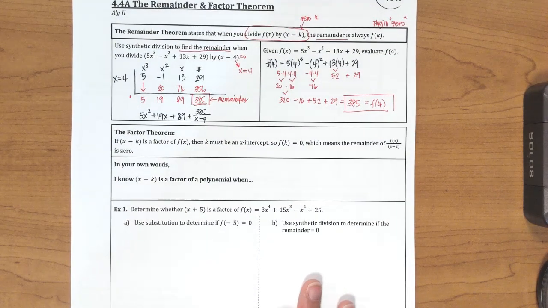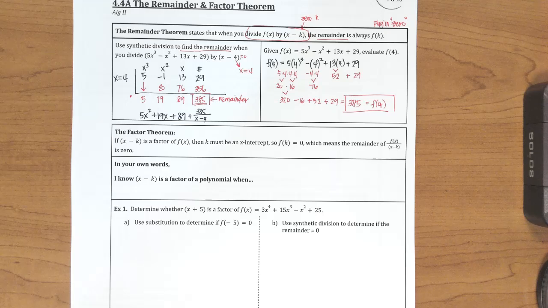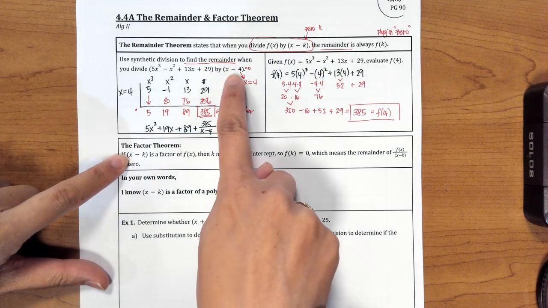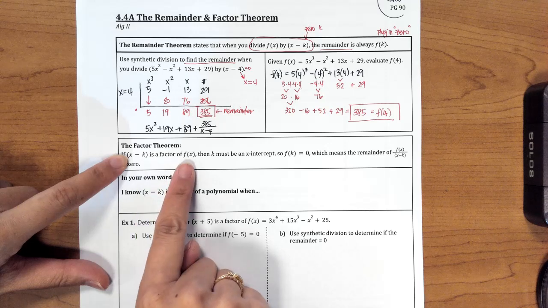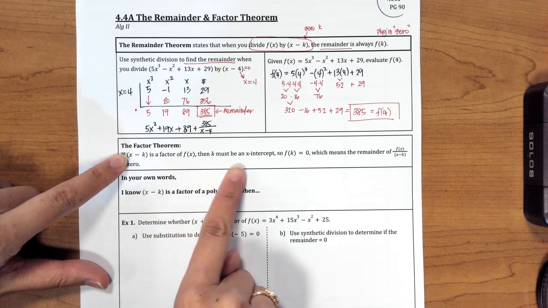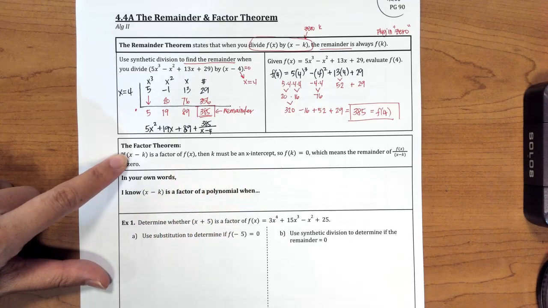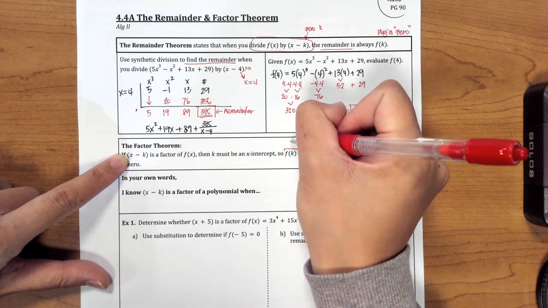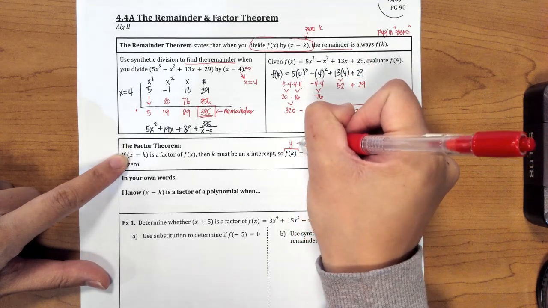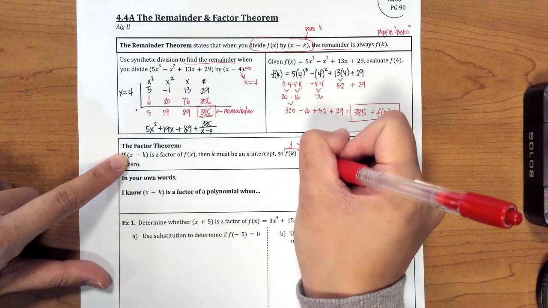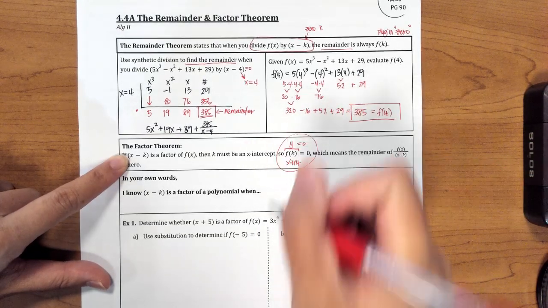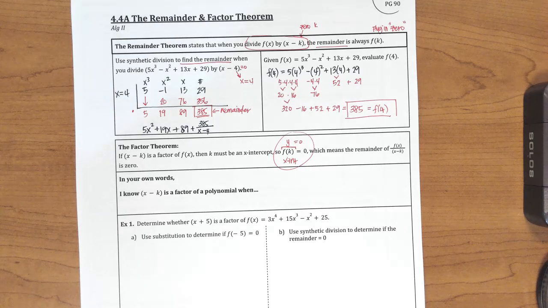So the factor theorem then, let's move on to our next one, states that if x minus k, which is sort of like our term here that we're dividing by, is a factor of f of x, then k must be an x-intercept. Okay, and how do we know this? Because f of k is just y, and if y equals 0, that happens to be an x-intercept. Right? Remember back when we were looking at tables, anywhere there was a 0 for y, we knew that x was an intercept.